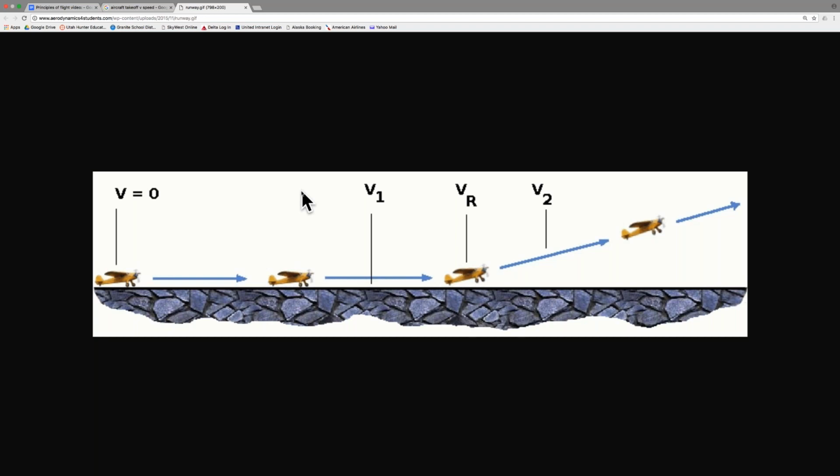Okay. VR is rotation speed. So this is the point at which the pilot in command, or the one doing the stick and rudder, will actually apply the back pressure on the stick and lift the aircraft. He'll start the rotation to lift the aircraft off the ground.